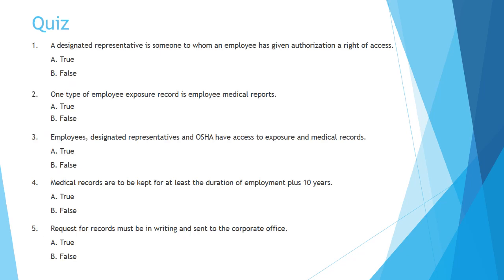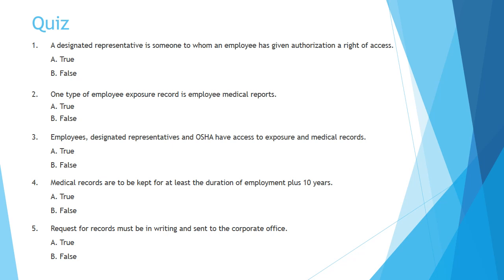Quiz. 1. A designated representative is someone to whom an employee is given authorization, a right of access. A, true. B, false. 2. One type of employee exposure record is employee medical reports. A, true. B, false.